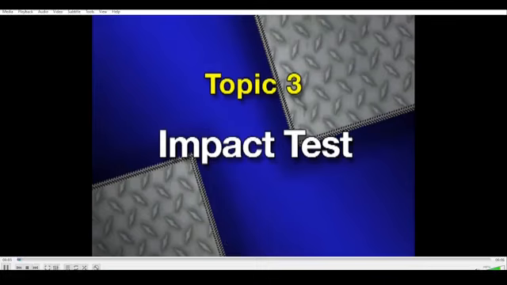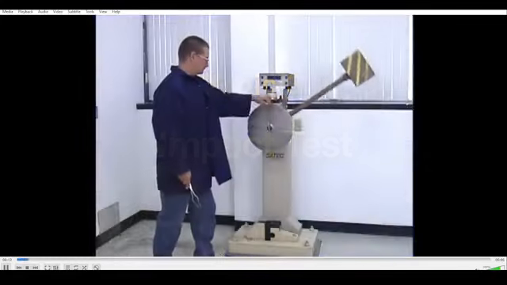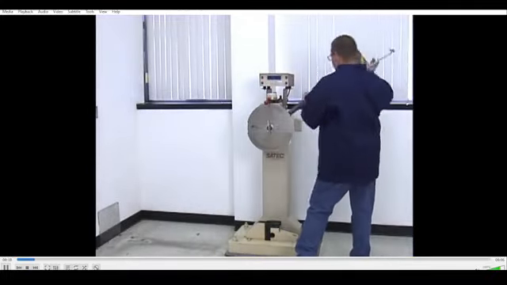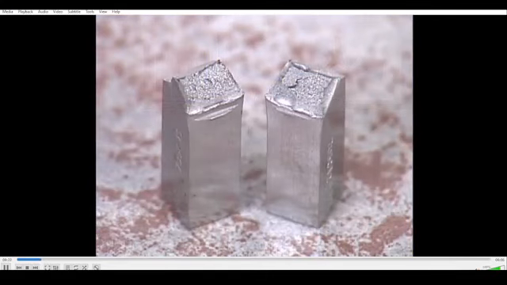The objective of this topic is to know the procedure used to perform an impact test, and then understand the test results. The basic purpose of the impact test is to determine the behavior of a material once it has been struck by a sudden blow. The test provides data for measuring the toughness of a material at various temperatures.